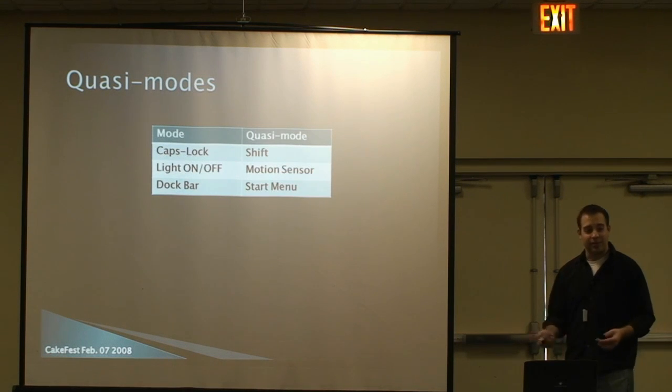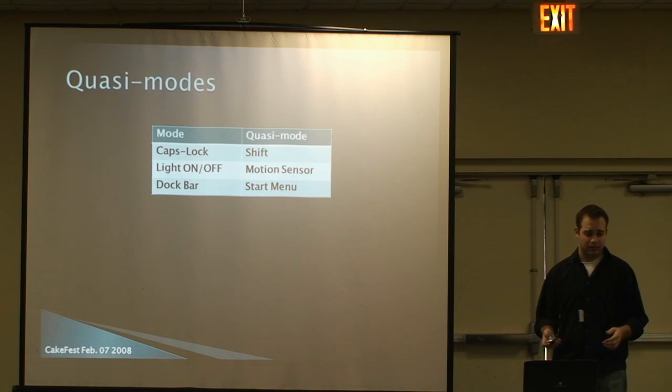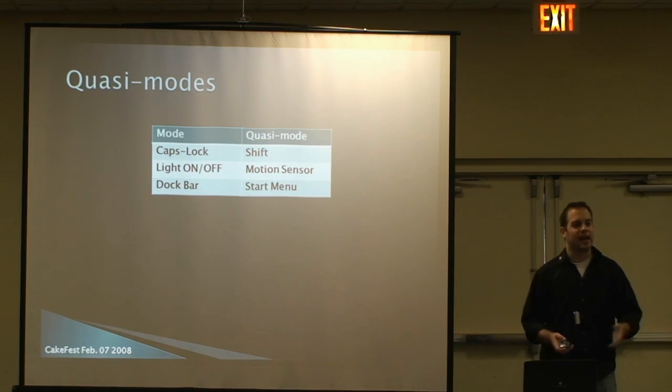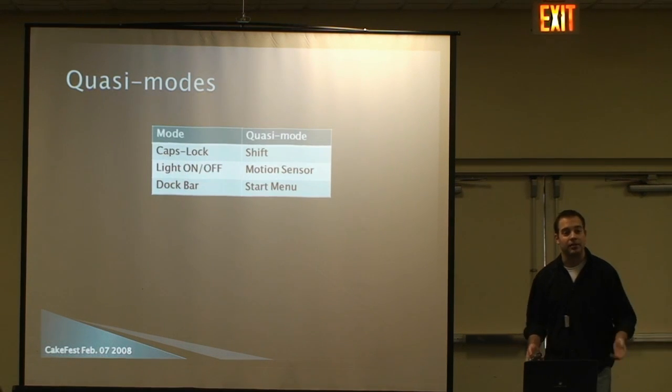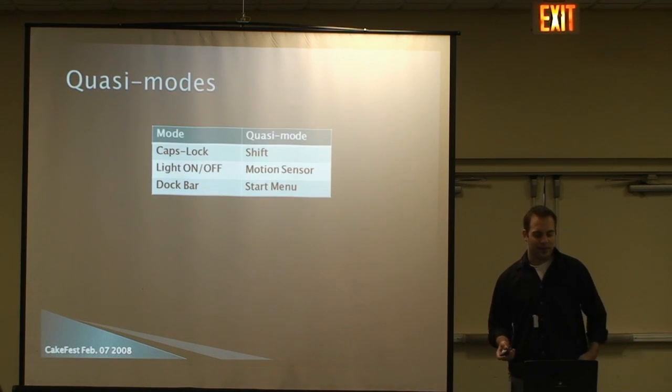Or a great example is the dock bar versus the Windows start menu. A dock bar is constant, which is a good thing for a Mac. You have access to your applications. On Windows, they pick the wrong use of a quasi-mode, and they make you click and go through a list of menus to get to what you want every time you do it.